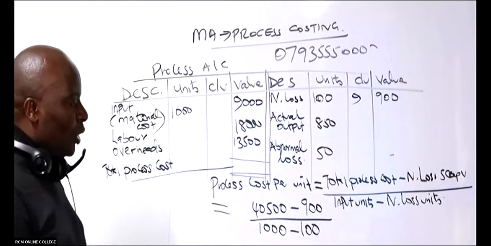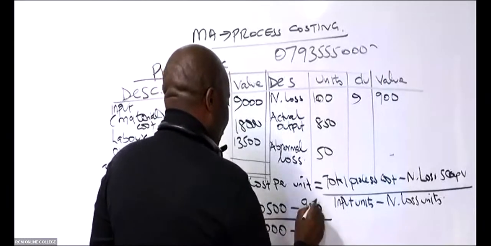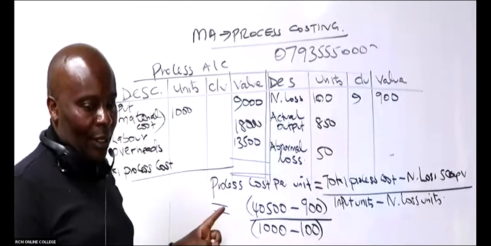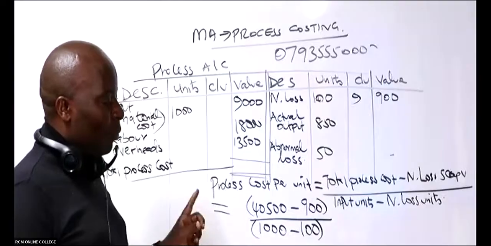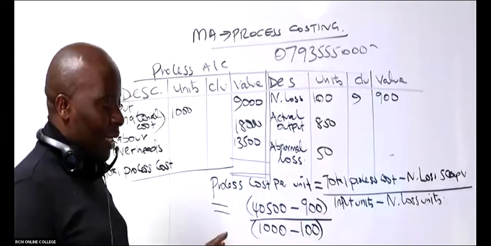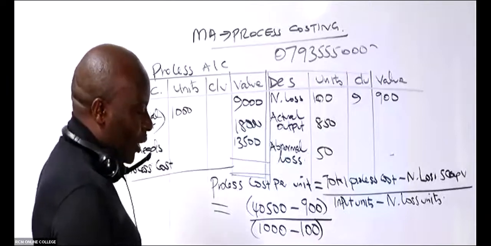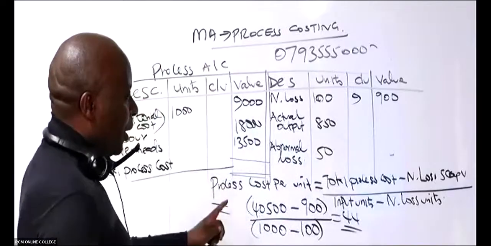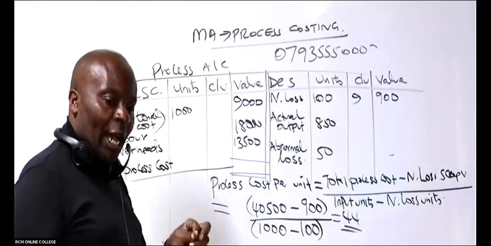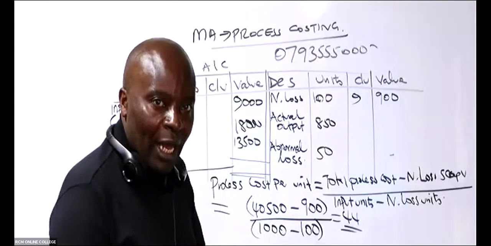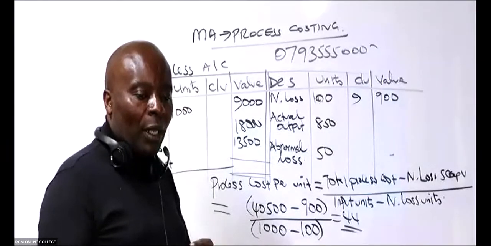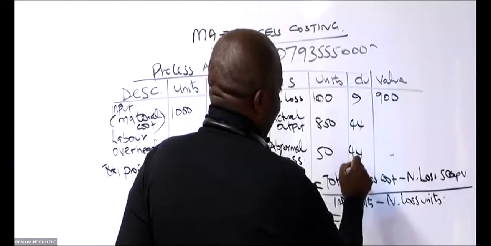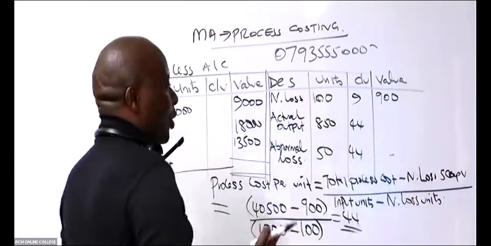Is there someone who is able to do their abracadabra here until they give us the final answer? So you say open brackets, 4,500 minus 900 close, divided by open brackets, 1,000 minus 100 close. These ninjas are giving me a figure of 44. So remember, 44 is process cost per unit, applicable for actual output, abnormal loss, and what we shall be calling abnormal gain. So here you put 44, 44 like that. And then you do your multiplications and give me the totals.